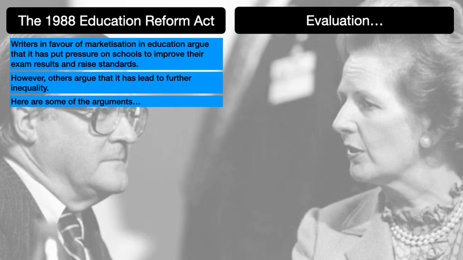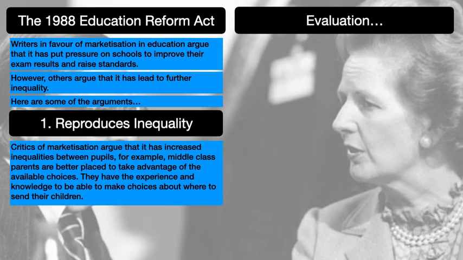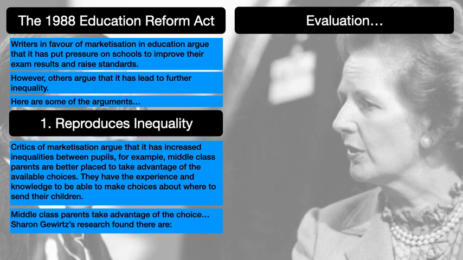So, as we said, one argument against this is that it reproduces inequality. So critics of marketisation of education argue that it's increased inequalities between pupils. For example, middle-class parents are better placed to take advantage of these choices. They have the experience and the knowledge to be able to make choices about where to send their children. Middle-class parents take advantage of the choice.